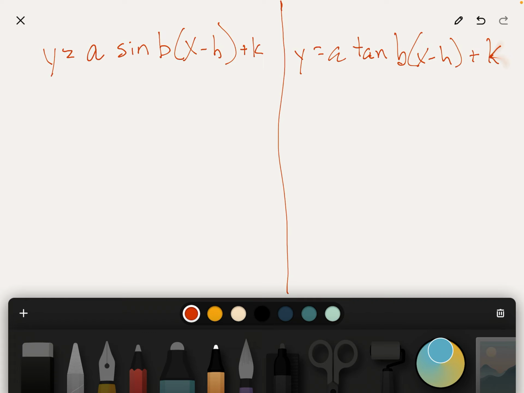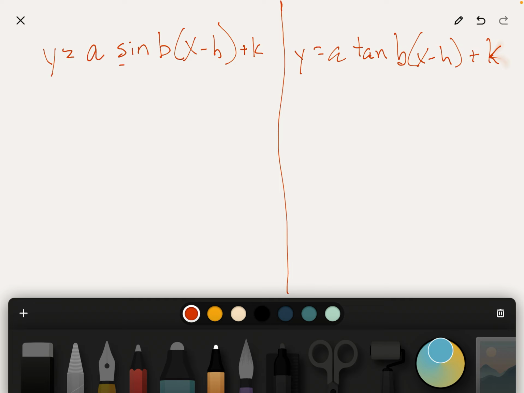Okay, I just wanted to make a video addressing the problem where they showed you the graph of a tangent function and you were asked to write down the equation. I was a little disorganized in my thinking there, so I wanted to clarify a couple things.